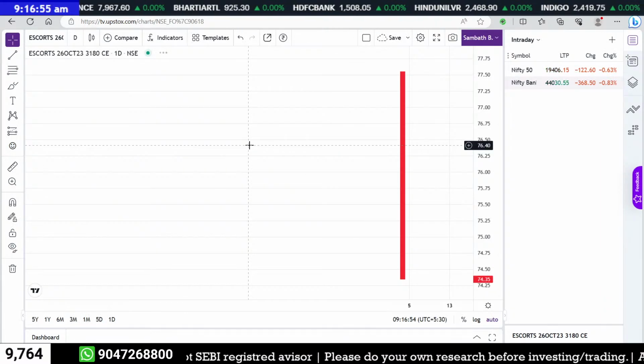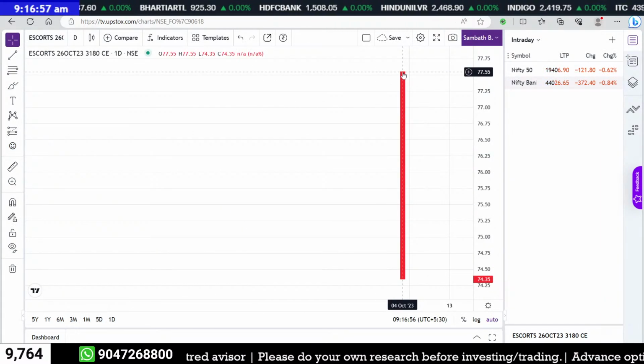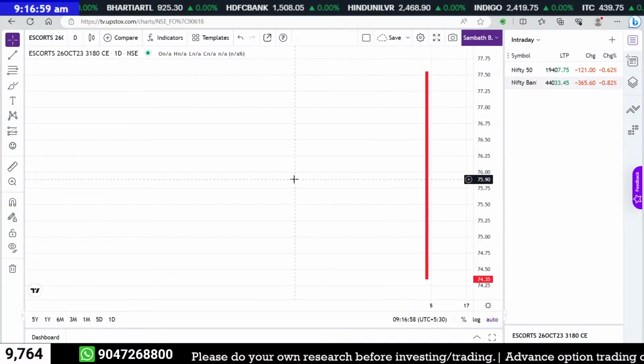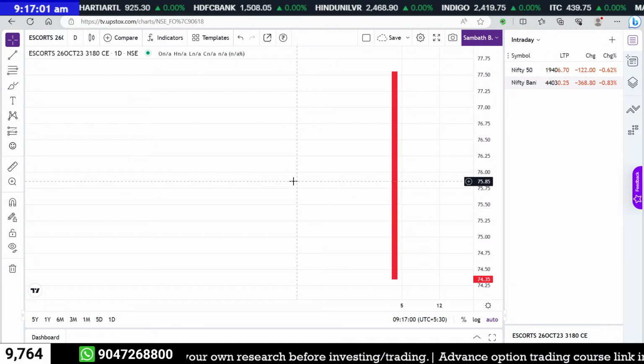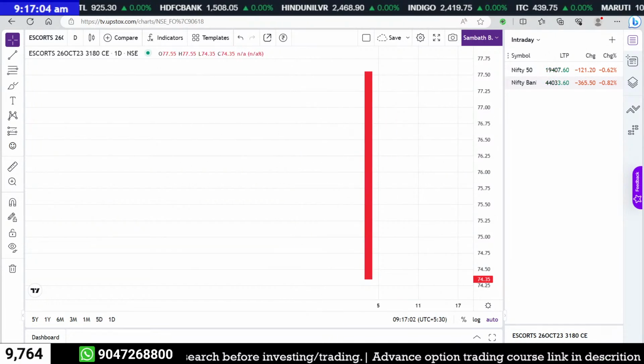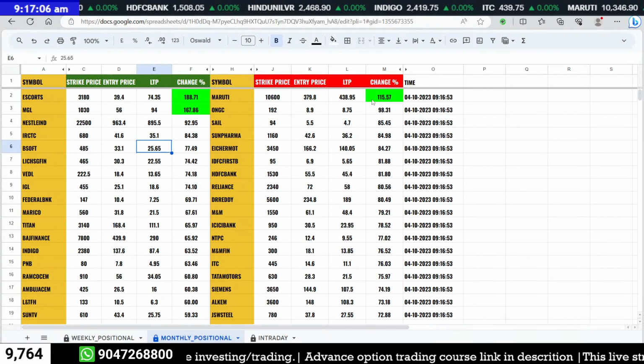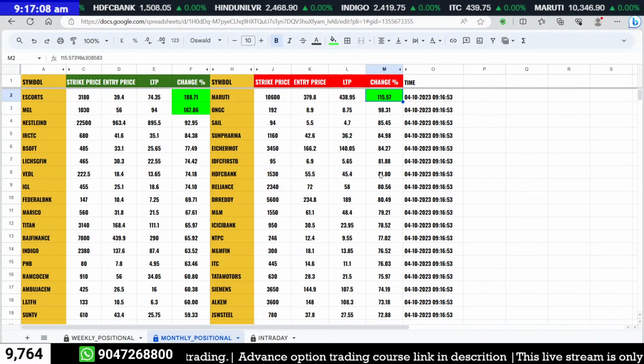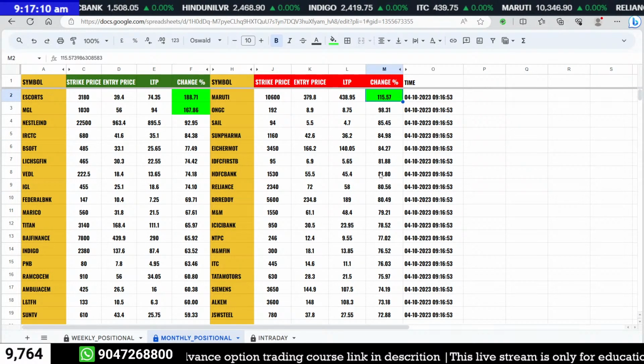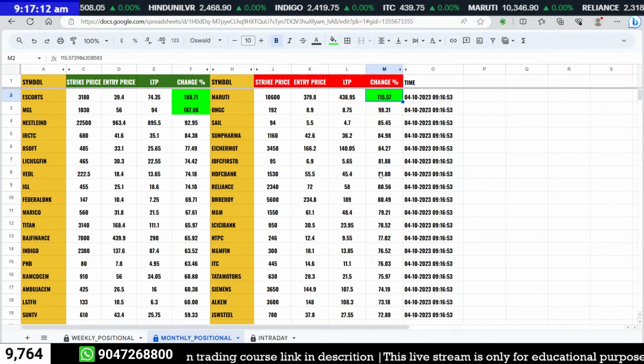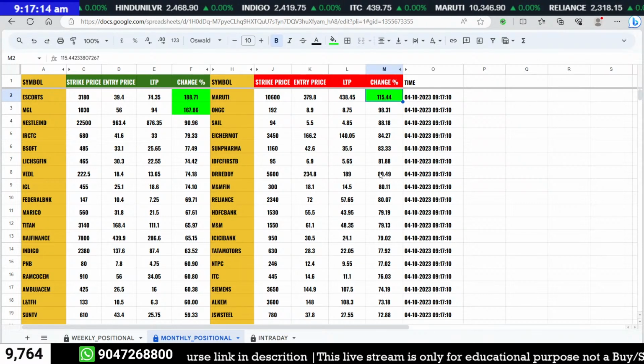Why is this a call side? Look at this. It started with a gap higher and is now at 74, and maybe this is the first time it has traded, I think. Okay, so leave it, liquidity issue. And Maruti, maybe 379, we were looking at yesterday, and it was not triggered, but it started with a positive move.